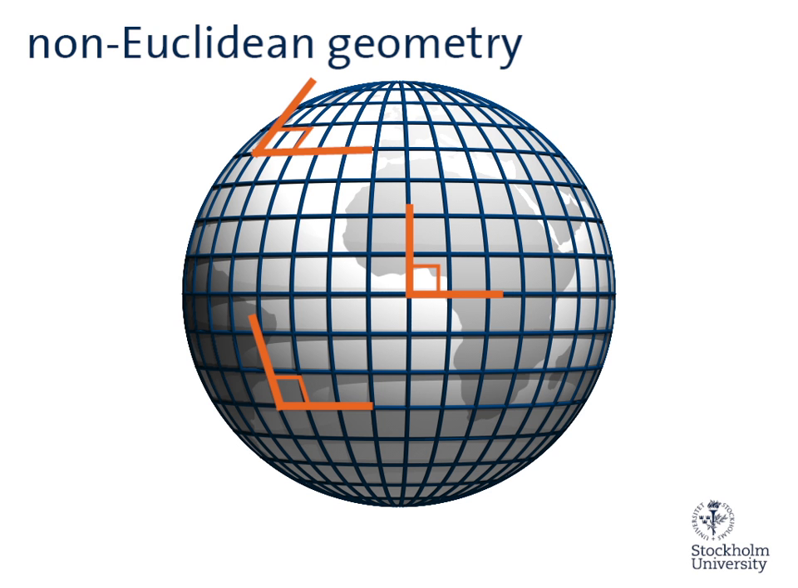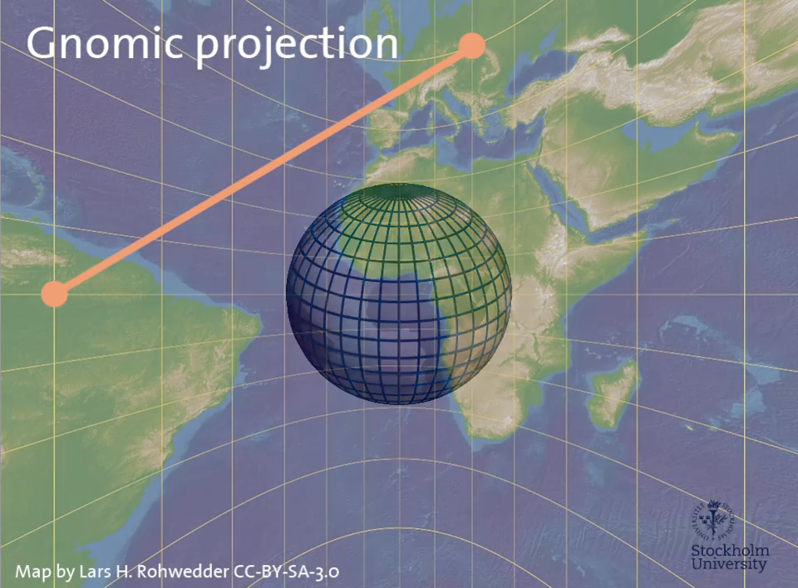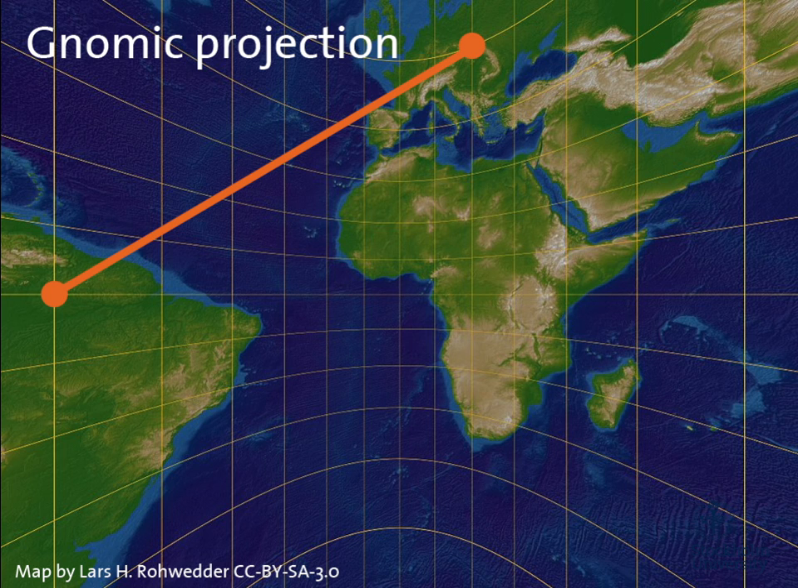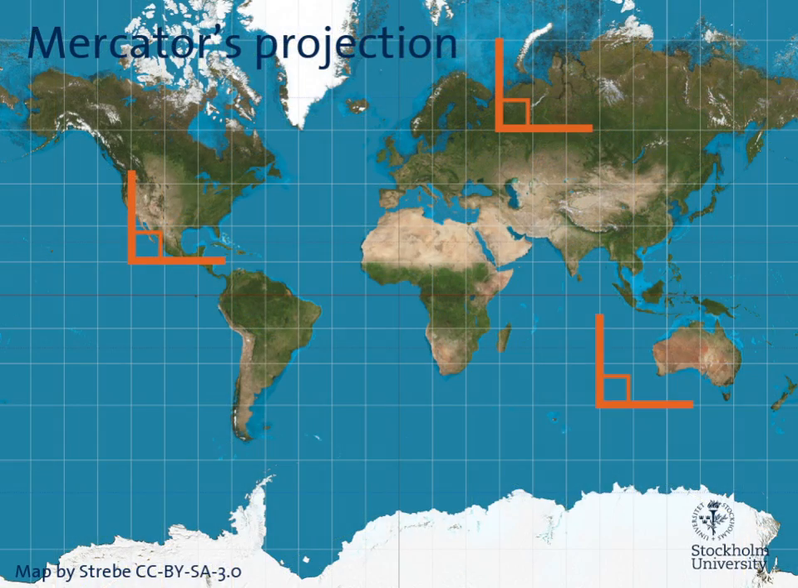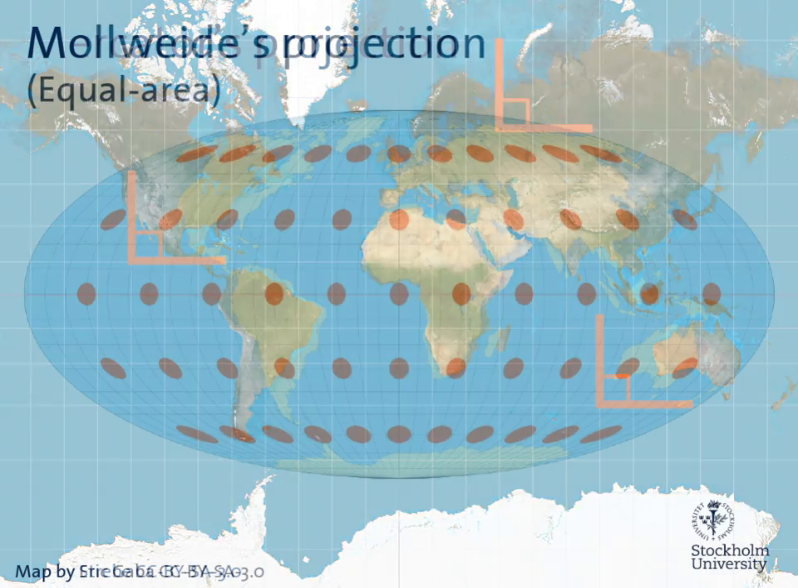Interesting is that some map projections have properties of Euclidean geometry, and because we are used to those properties, this is looked upon as the desired quality of the map projection. The gnomonic projection, for example, actually represents the shortest path between two points as a straight line, like in Euclidean geometry. For conformal projections like the Mercator projection, the right angles are alike all over the map, and the same for areal scale on an equal area projection.